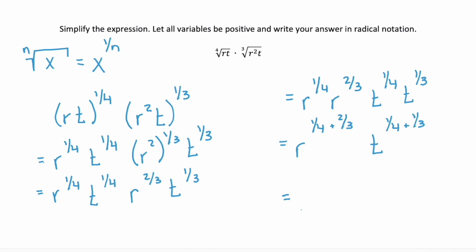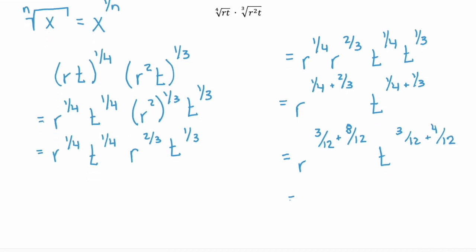And the only way to simplify fractions is to get a common denominator. And notice that for r, the common denominator is 12. So 1/4 is equivalent to 3/12, and 2/3 is equivalent to 8/12. And for t, what's our least common denominator? It is also 12. So 1/4 is 3/12, and 1/3 is 4/12. Now that those exponents have common denominators, we can combine them. So we have r to the power of 11/12 and t to the power of 7/12.